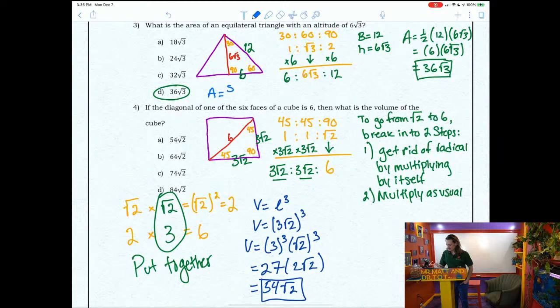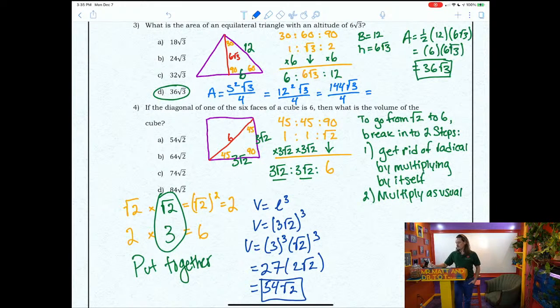Notice that once we have the side length, we could have also used the area equation that's specifically for equilateral triangles. That's s squared times the square root of 3, quantity divided by 4. So if we knew that the side length was 12, this would be 12 squared times root 3 over 4. 12 squared is 144, so we get 144 root 3 over 4. 144 divided by 4 is 36. So we do actually get the same answer of 36 root 3 with the shortcut as well.